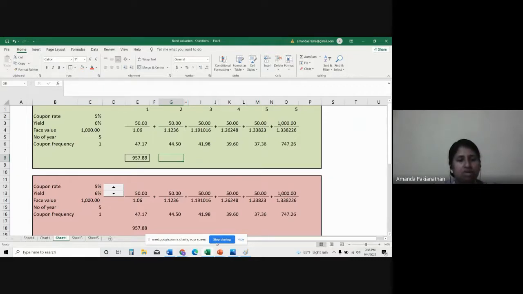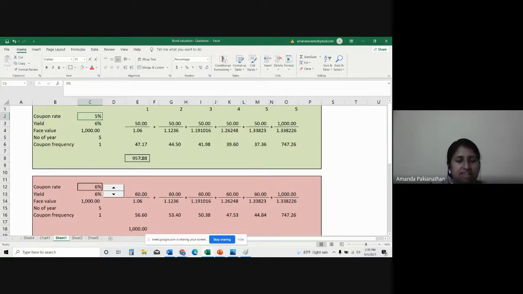Okay, same factors are given here. But now what are we going to do? We are going to adjust only the coupon rate. We are going to hold all other factors constant and only adjust the coupon rate. Now let's increase the coupon rate to 6%. Now can you see, the coupon is increased. It's definitely higher than the earlier coupon rate. So that results in the value of the bond increasing. The value of the bond has increased from 958 to 1,000.